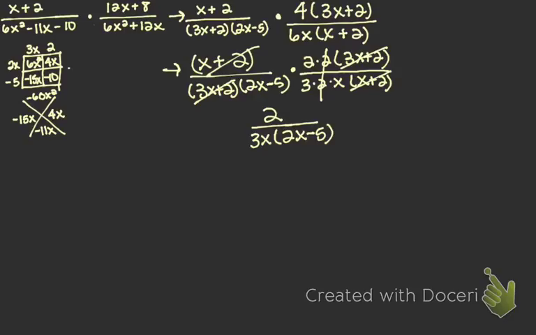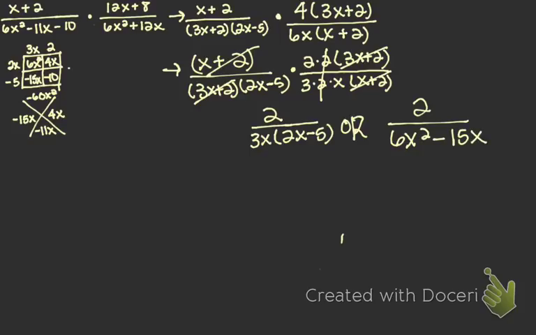If you wanted, you could rewrite the denominator by distributing the 3x to the 2x and the minus 5. So it's okay to write it as 2 over 3x times 2x minus 5, or you can write it as 2 over 3x times 2x is 6x squared, and 3x times negative 5 is negative 15x.